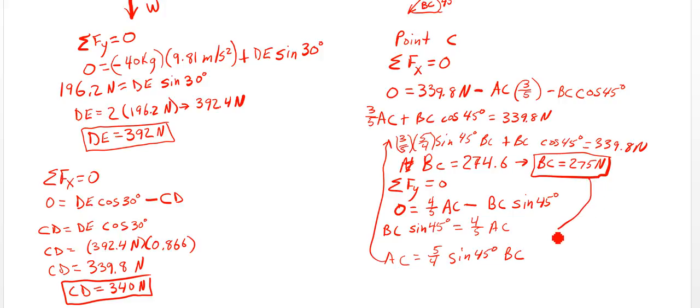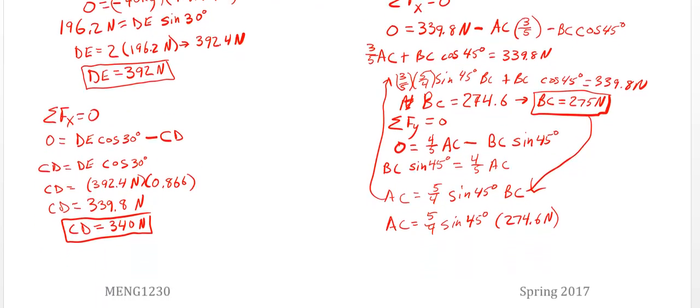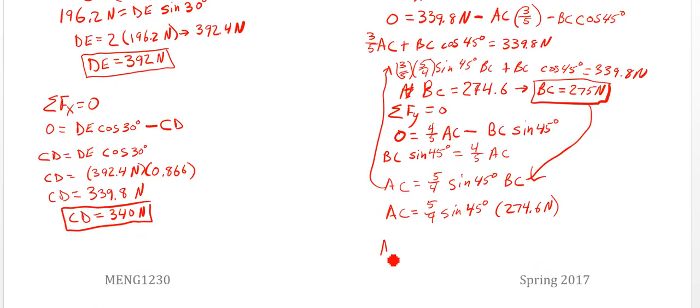And now I'll take that back down here. So AC equals 5/4 sine 45 times 274.6 newtons. When I do that math, let me scroll down to give myself a little room to write that. AC then equals 242.7 newtons, and to three significant figures it's 243 newtons.